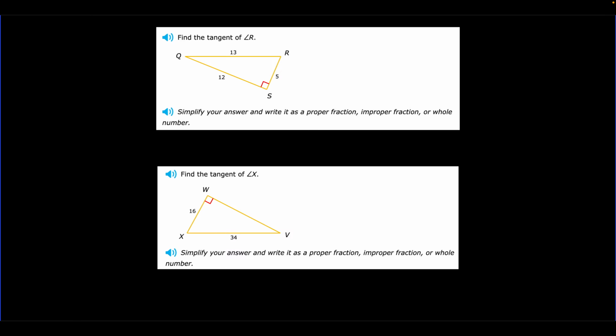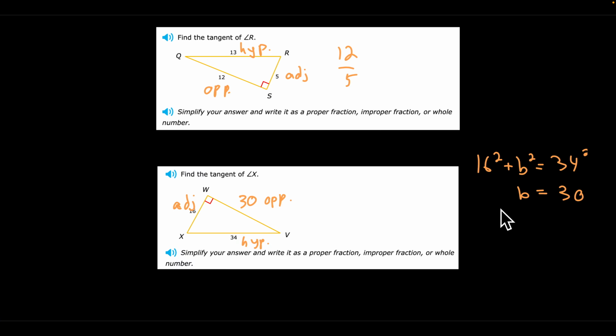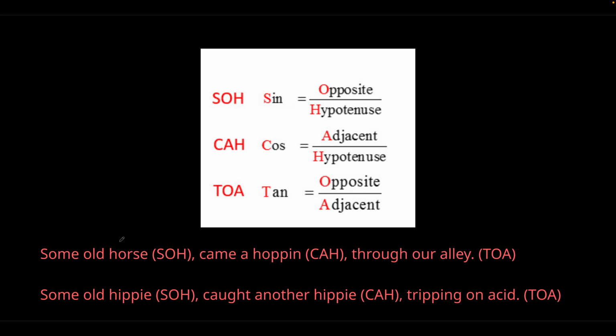Okay, now that you've had time to work these problems, let's check your solutions. For the first problem, you should have gotten 12 over 5. And for the second problem, after doing the Pythagorean theorem, you should have gotten 30 over 16, which can be reduced to 15 over 8. Final answer. Lastly, a way to remember: sine is opposite over hypotenuse, cosine is adjacent, tangent is opposite.